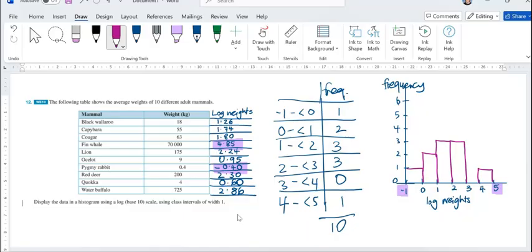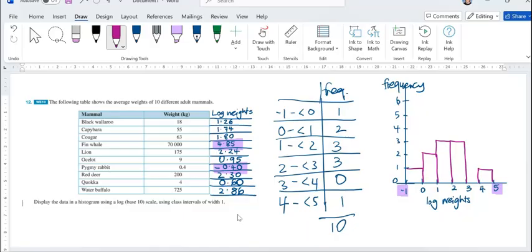So I have accounted there for all my 10 values, and then I can put those onto a frequency histogram. So when it's asking me to draw a log scale histogram with class intervals of width 1, it just means each one of those intervals on my histogram, the unit size in the step from one group to the next is 1.